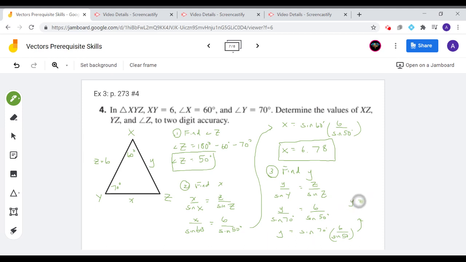And if I type all that into my calculator, sine 70 times 6 divided by sine of 50, I get 7.36. We weren't given units in the question, so we can just leave that as 7.36.